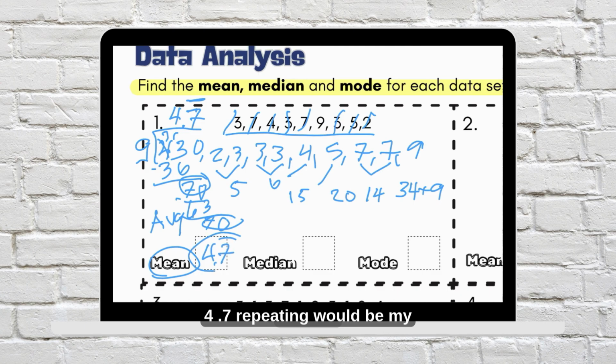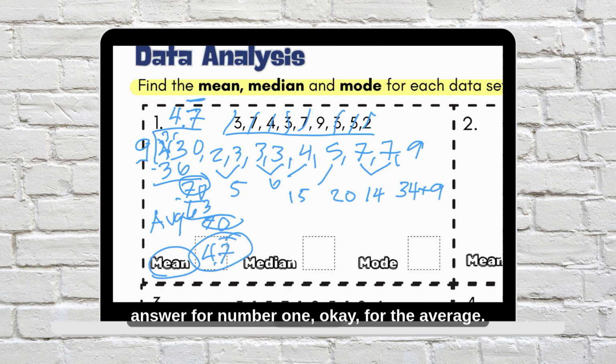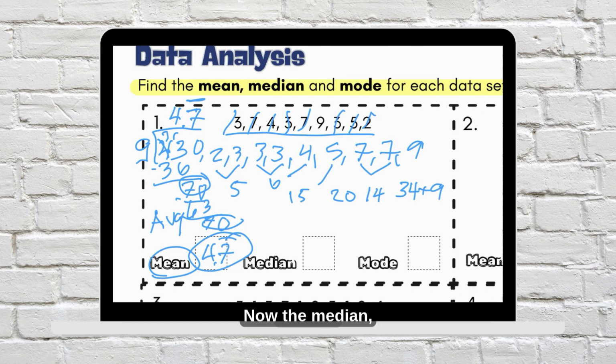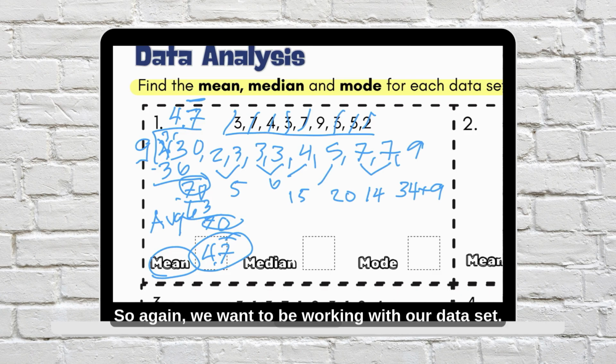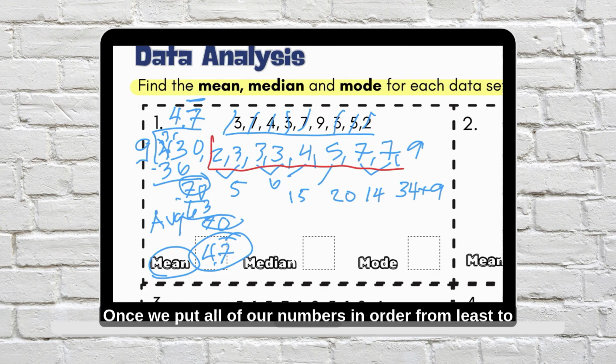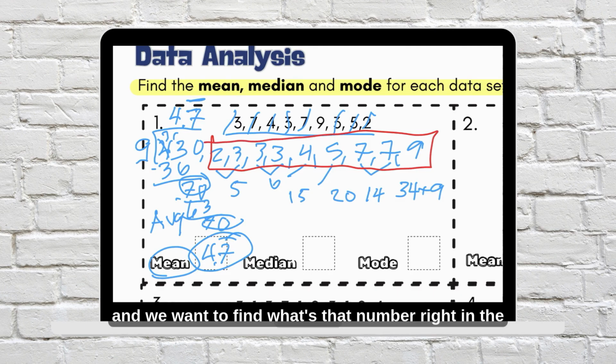4.7 repeating would be my answer for number 1, for the average. Now the median, remember, is your middle number. So again, we want to be working with our data set once we put all of our numbers in order from least to greatest, and we want to find what's that number right in the middle.